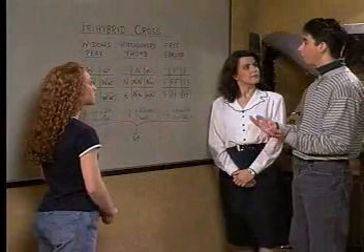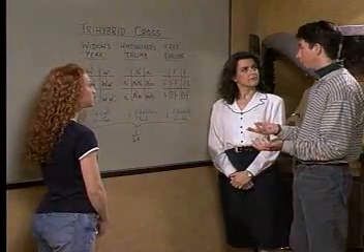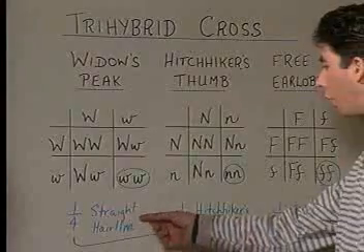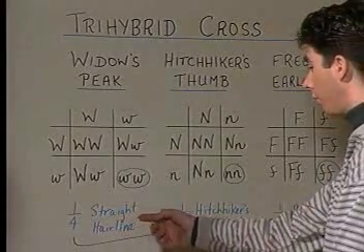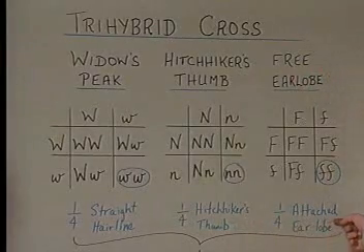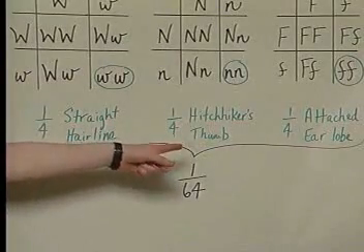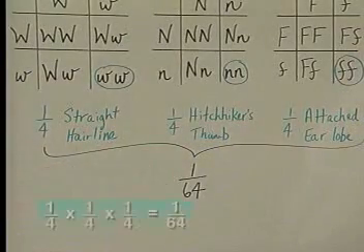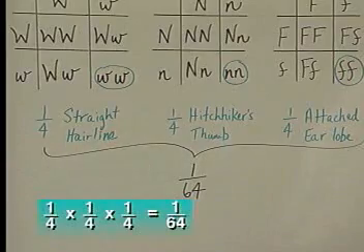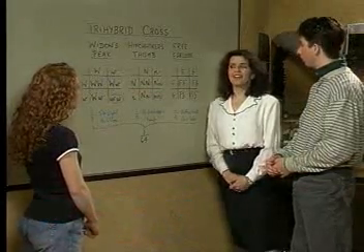So, we can see that the probability of a person having all 3 recessive traits is 1/4 chance straight hairline, 1/4 chance hitchhiker's thumb, and 1/4 chance attached earlobe. Using the product rule, 1/4 times 1/4 times 1/4 is a 1/64th probability that you'll receive all 3 recessive traits, assuming both parents are heterozygous for all 3 traits. Excellent.